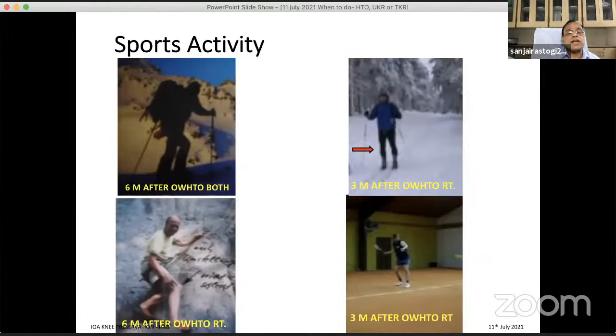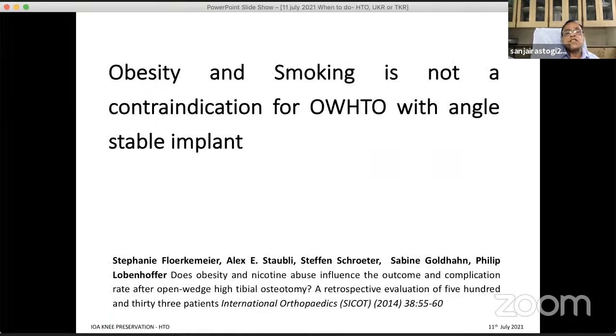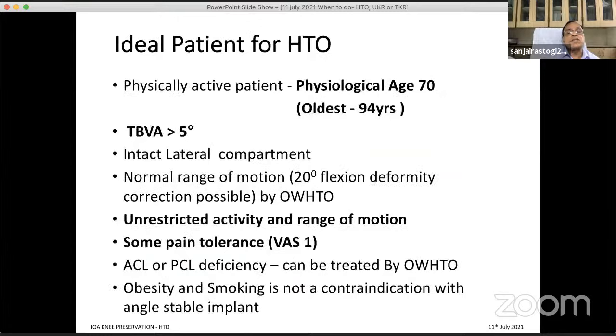In our day-to-day practice, we would find the patients can go back to strenuous sport after 3 to 6 months. Obesity and smoking is not a contraindication when open wedge high tibial osteotomy with angle stable implant is used, because the patient can still be mobilized and union is achieved.